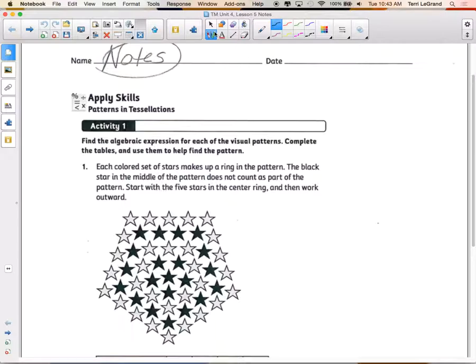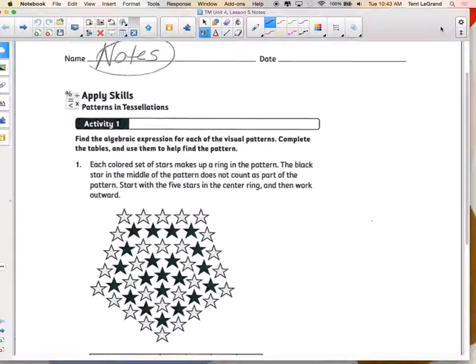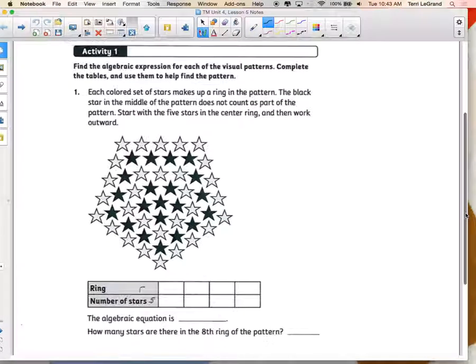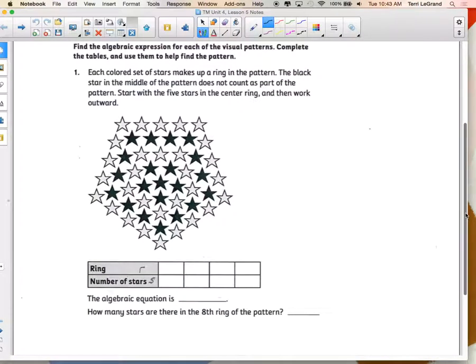Okay, so here is a tessellation right here. The first thing that we have here is what we consider a tessellation. It says to find the algebraic expression for each of the visual patterns, complete the tables, and use them to help you find the patterns. So we're looking at number 1, I'm reading right here. Be there with me, okay?